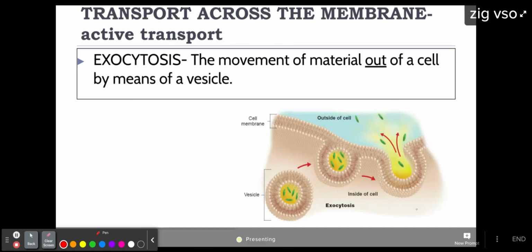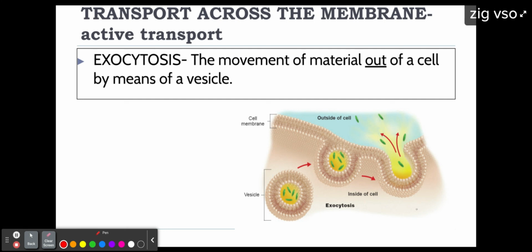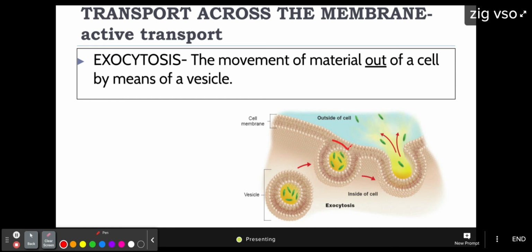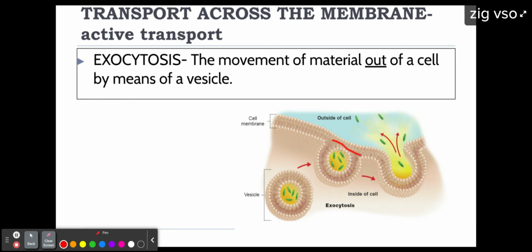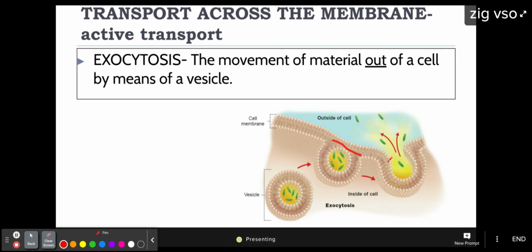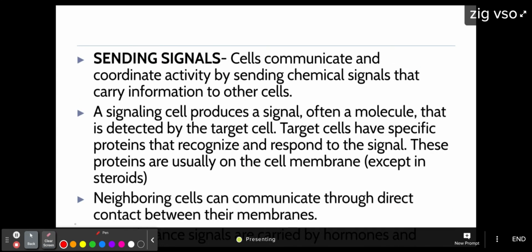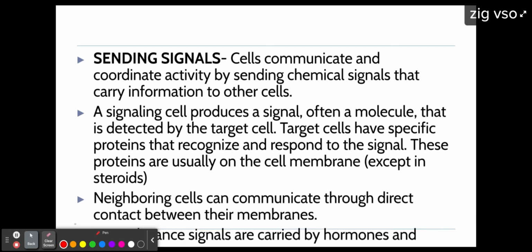Exocytosis is when a cell needs to export something, and you have a vesicle from the Golgi apparatus that fuses with the cell membrane. And this is the fluid mosaic model, how this works, where you have those phospholipids that kind of glide over one another. And then the cell can export that material. You can also have signals that we talked about, and you can have either long distance or neighboring cells.